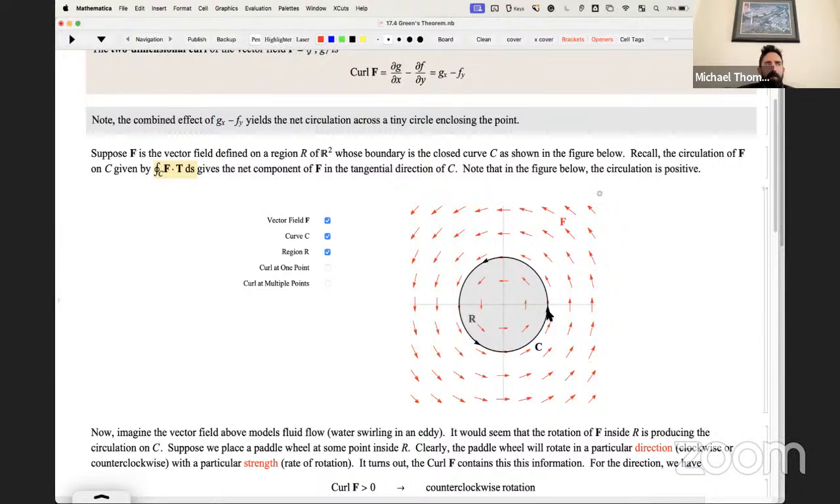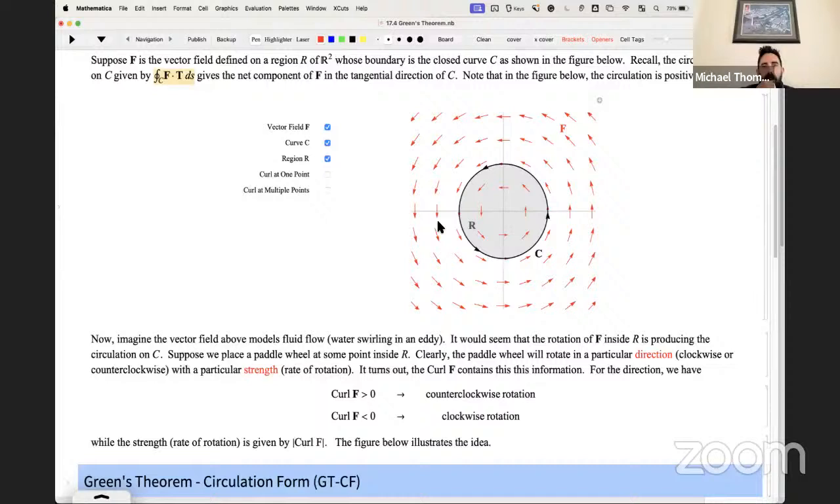You remember that? We studied that in, I think it was 17.2. Okay. All right. So we know the circulation. We know that this right here is positive. Now, I want you to imagine that this vector field that I've drawn in red models fluid flow. Okay, so it's kind of like a toilet flow or maybe water in a swirling eddy, just kind of going around in circles.